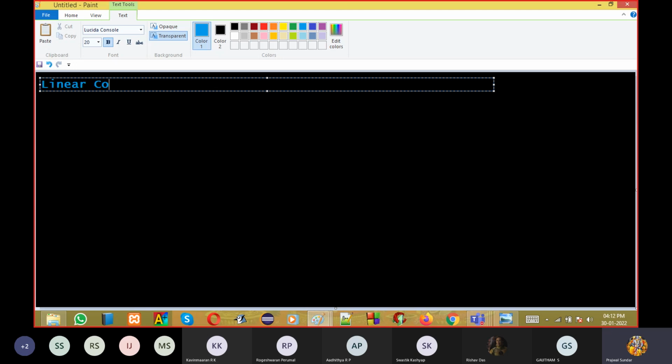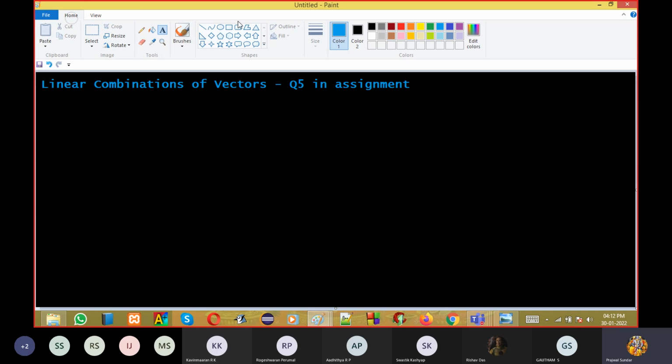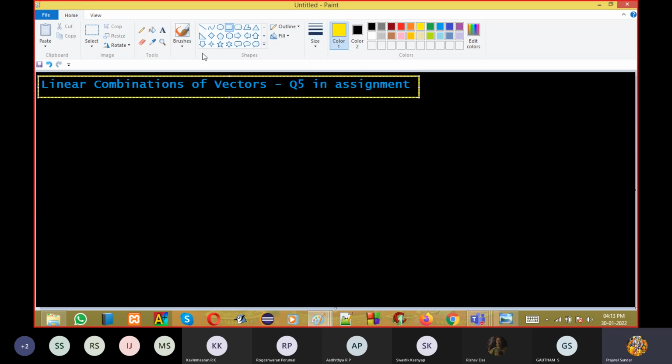Okay. So linear combinations of vectors. This is the heading. And this is question number 5. Question number 5 of 5 in assignment. Okay. Writing question number in assignment also. We'll be doing the questions in the assignment. Okay. So look at first question.